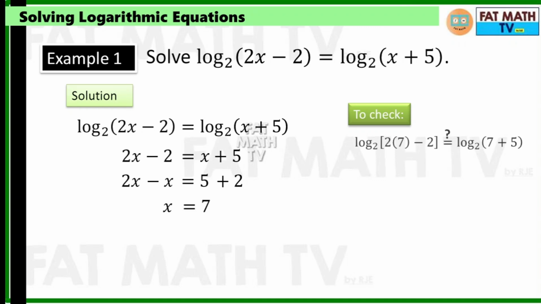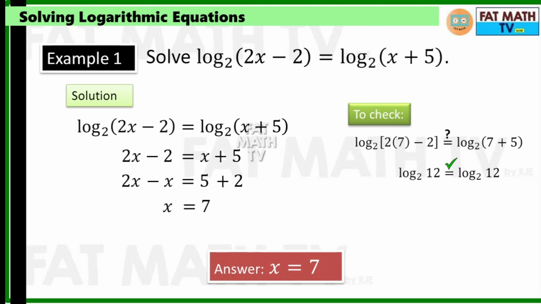to the original equation. So you will have 2 times 7 minus 2, logarithm of that to the base 2. Is that equal to the right side? So you will have logarithm of 2 times 7 is 14 minus 2, that's 12 to the base 2. On the right, you will have 7 plus 5, that's 12. So logarithm of 12 also to the base 2. So the answer is x equals 7. So the solution to the logarithmic equation is x equals 7.